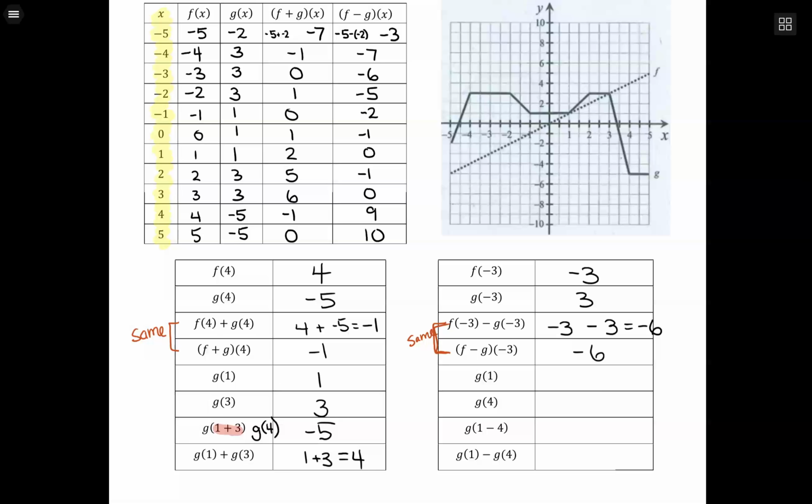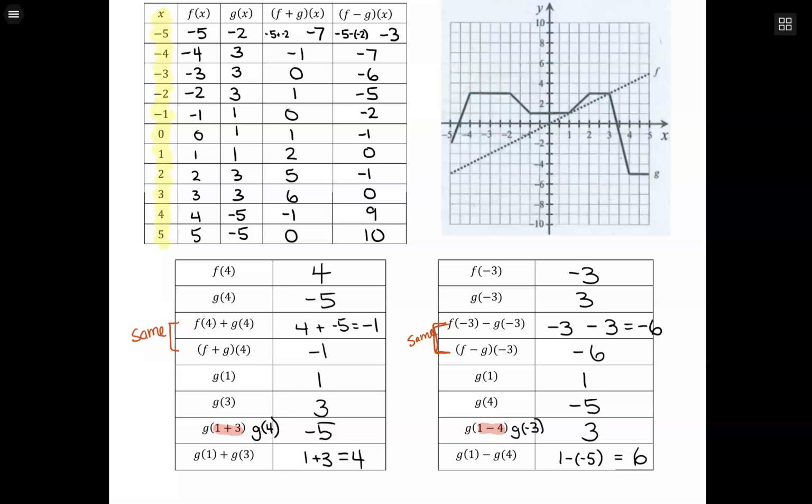G of 1, so we're plugging in x equals 1 and looking at g of x, which is positive 1. G of 4, looking at x equals positive 4. G of x is telling us negative 5. Again, here, be careful because we have this subtraction of the inputs, so we can simplify that that's just asking for g of negative 3, which is a positive 3. G of 1 minus 4, we would take 1 minus that negative 5, which is a 1 plus 5, so that would give us a positive 6.